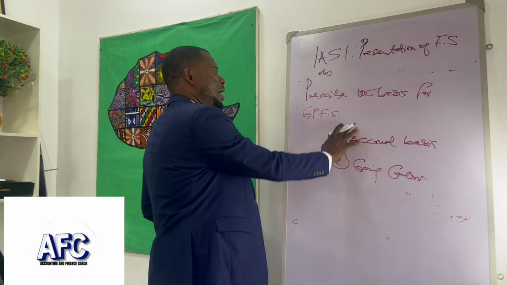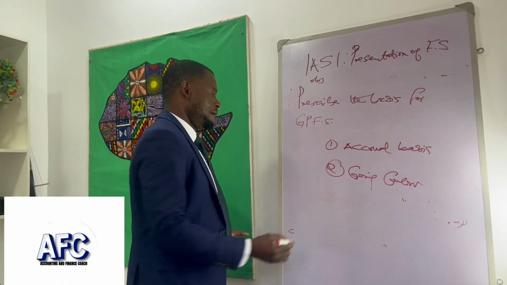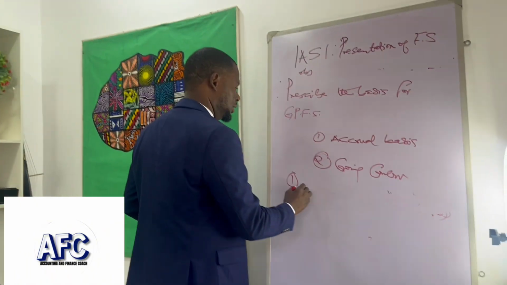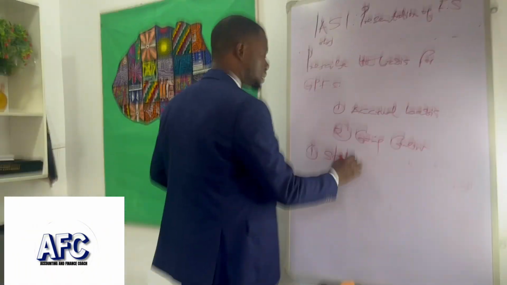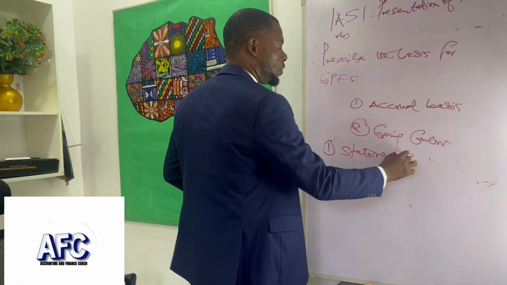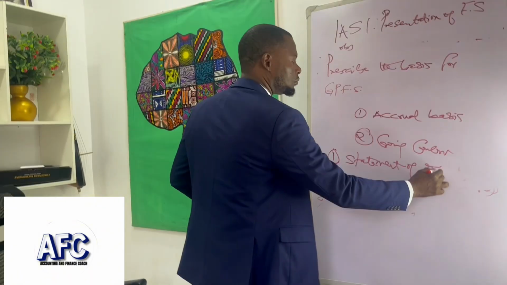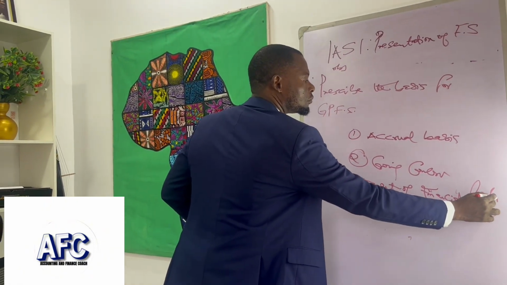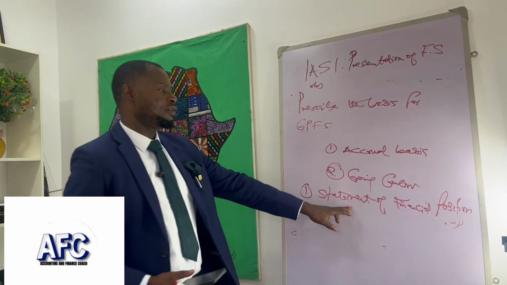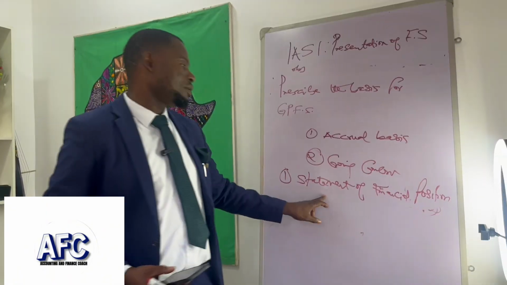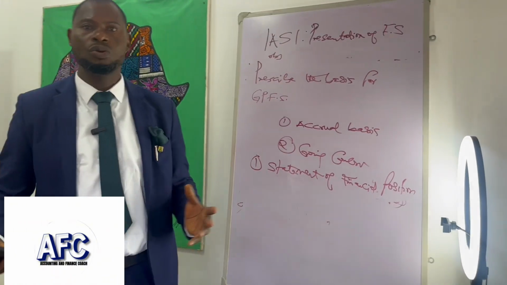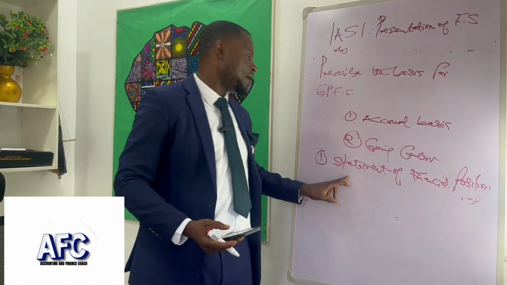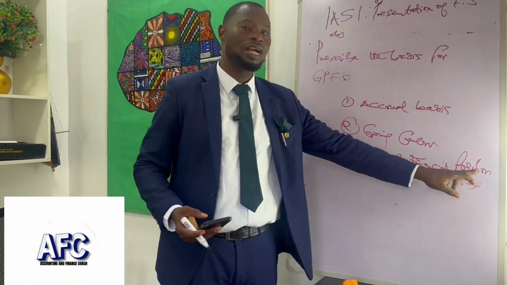All right. Now, having looked at this, what are the accounts, the statements to be prepared? The first one is the statement of financial position. This statement of financial position is what everybody knows. We call it the balance sheet. That sounds familiar, huh? The balance sheet is a statement of financial position.